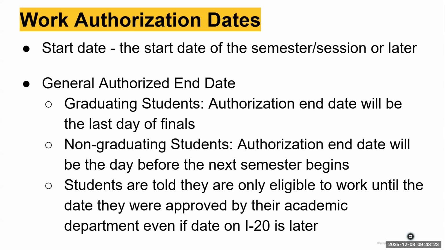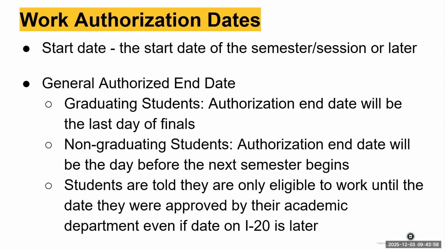So for example, let's say you requested CPT authorization for the fall semester, and you are still continuing on to the spring. This means that your CPT end date will be the day before the spring semester starts. So let's say the spring semester starts on January 12th. This means that the end date on your CPT authorization will be January 11th.